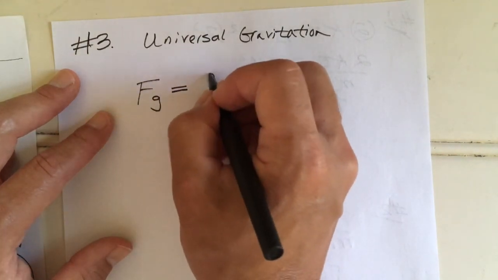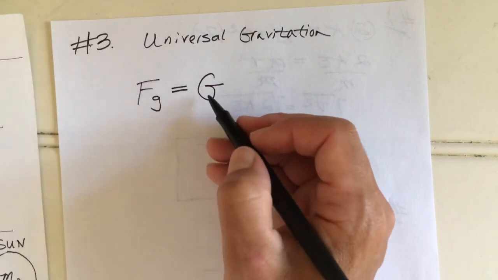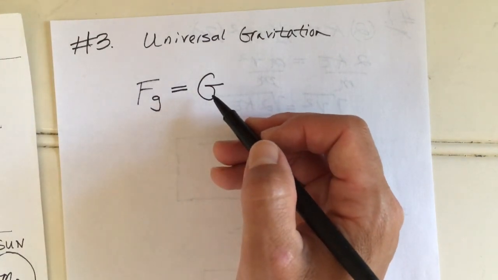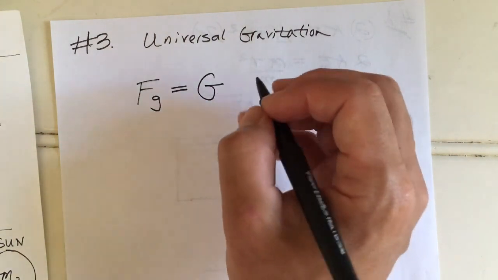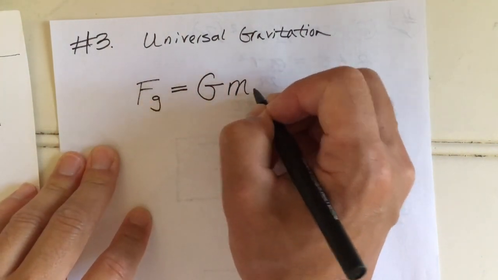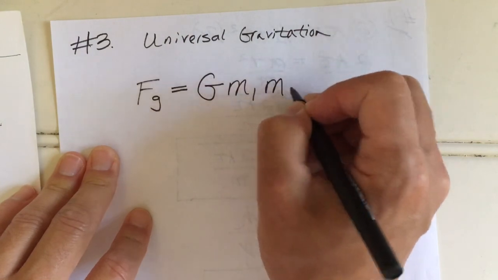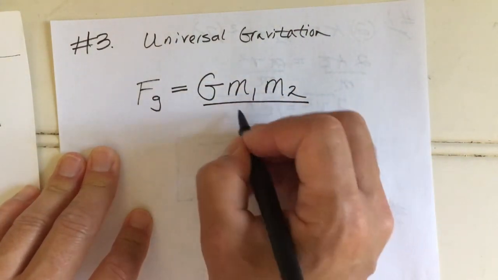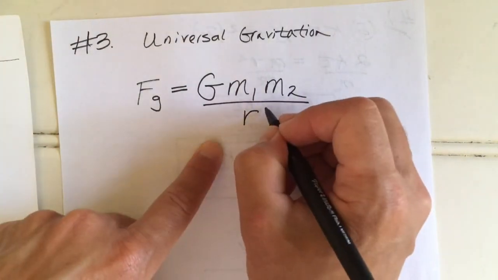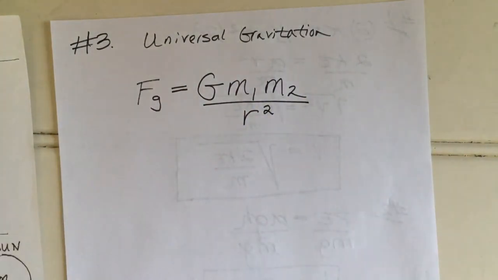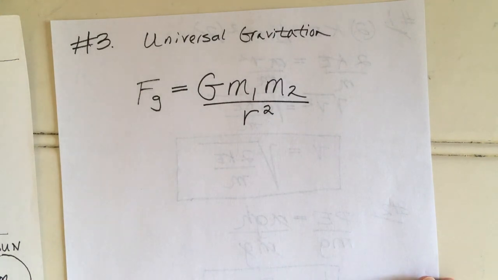So Fg is equal to G, which is a really tiny number, and it's the universal gravitational constant, times m1 or mass 1, times m2, divided by r, which is not the radius, right, but the distance from center to center, squared. All right, so there's our formula right there.